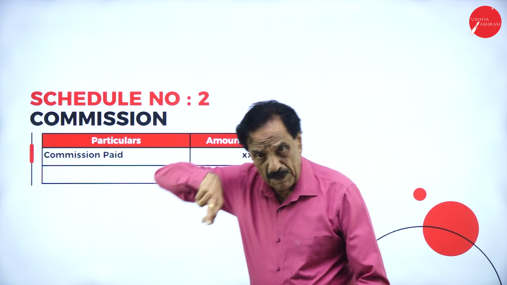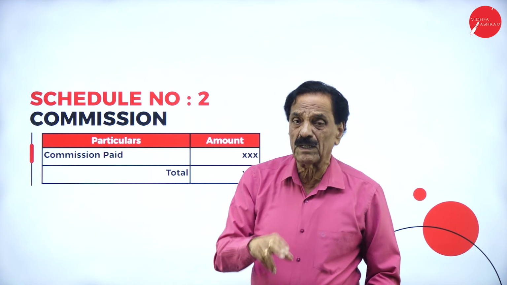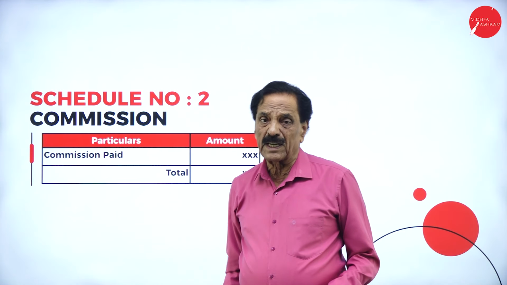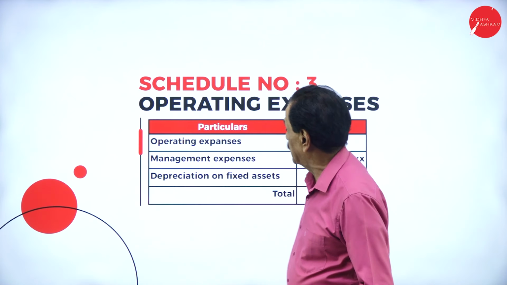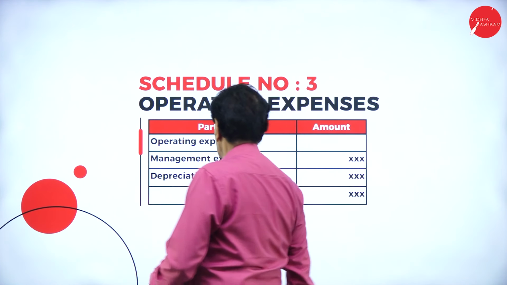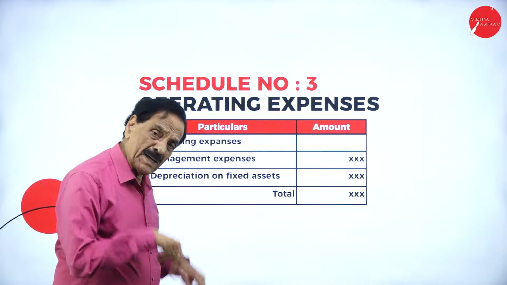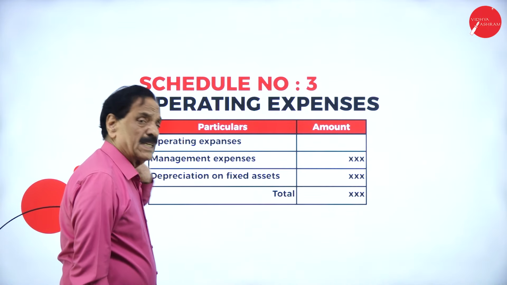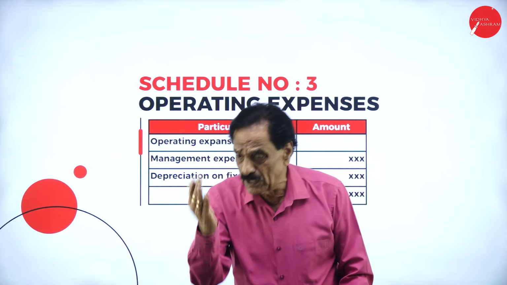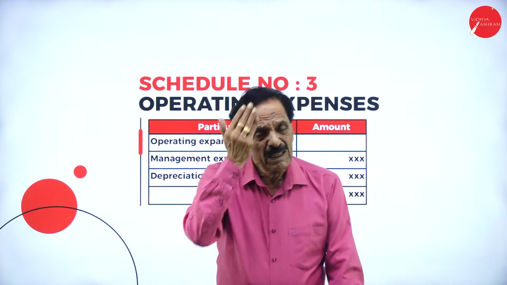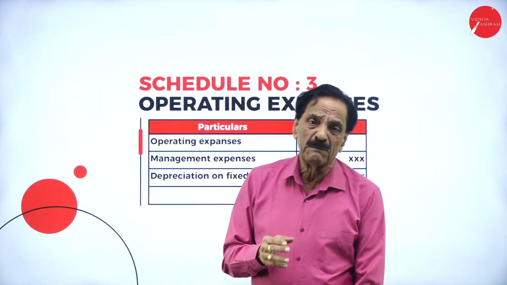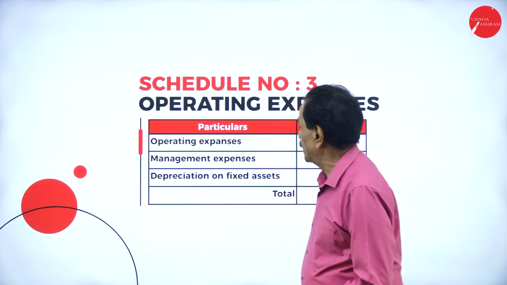Then you have number 3 here now. First is the premium, second is the commission, third is the operating expenses or management expenses. Operating expenses, management expenses, depreciation on fixed assets. If medical fees also come, that should be added here. So in management expenses, any outstanding should be added. Depreciation on fixed assets, medical fees, any other expenditure.